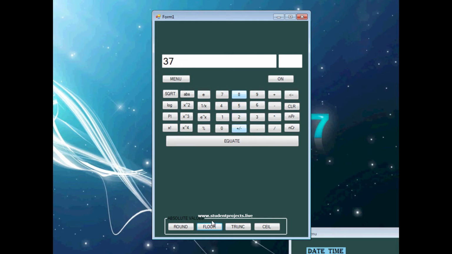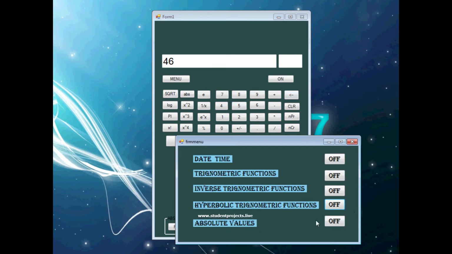36.52, clicking on floor, it will also round up, but it will round up the highest number. 25.89 trunk, so here also the whole number is available. 21.12 trunk, so this will give you the whole number, where the difference is if the decimal number is greater than 5, only then it will be rounded up, even in the seal.